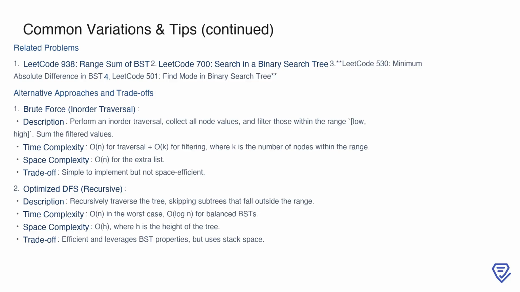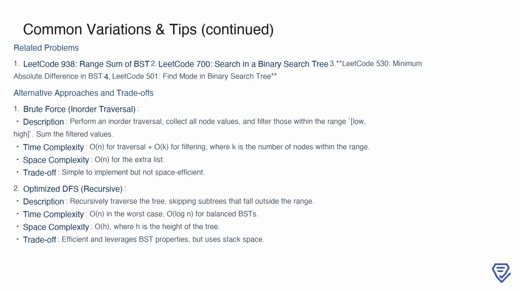Now, when considering alternative approaches to the range sum of BST problem, one option is the brute force method using in-order traversal. This approach involves traversing the entire tree, collecting all the node values, filtering those within the range low, high, and then summing them. It's straightforward and simple to implement, but it's not the most space efficient, as you'll need extra space to store the list of node values. The time complexity is O(n) for the traversal, plus O(k) for filtering the values, where k is the number of nodes within the range.